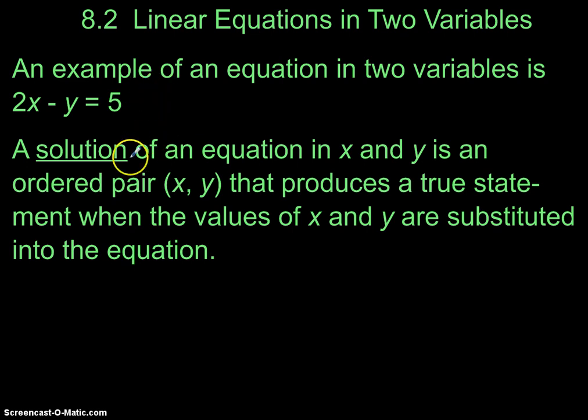So, a solution of an equation like this is an ordered pair, an xy value that produces a true statement when the values of x and y are substituted back into the equation. When we solved equations a while back, we would find a solution which would be a number like x equals 2 or 3. Here the solution has to be x equals something and y equals something so that the statement here is true. And that'll become more clear in a minute.